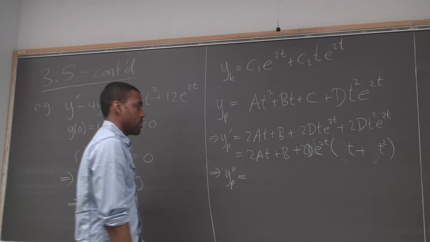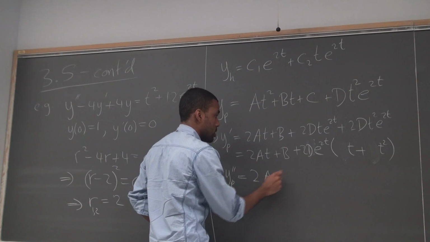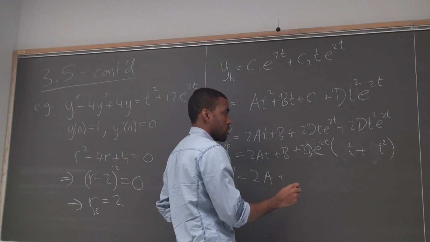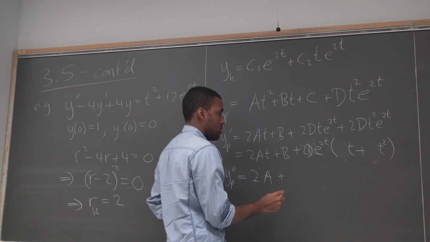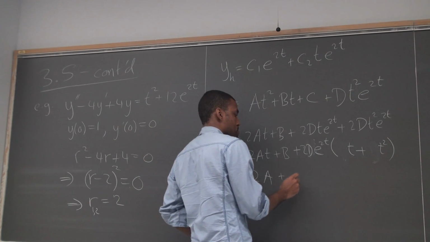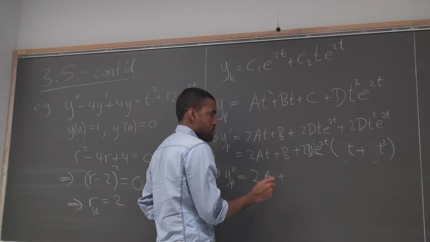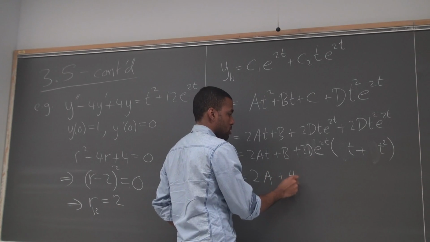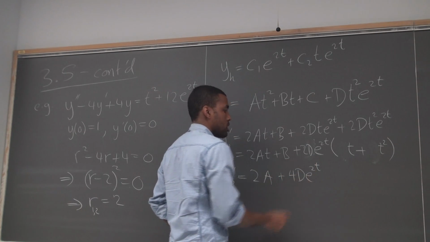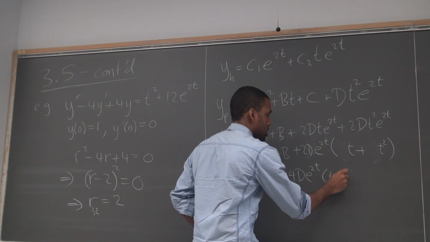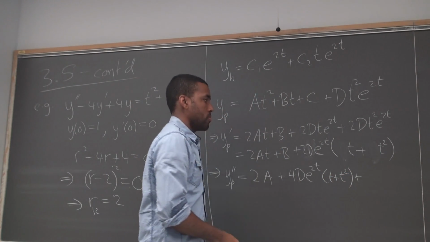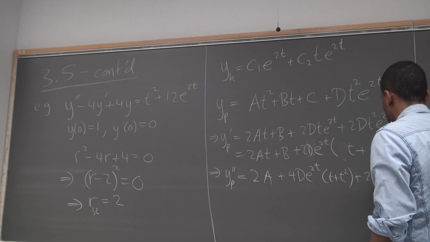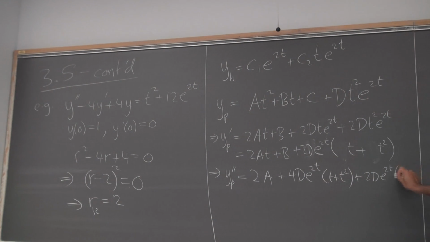What's the second derivative? 2a plus 2d e to the 2t times 2, 4d e to the 2t times t plus t squared, plus, now I leave this part, 2d e to the 2t, and I differentiate inside here, 1 plus 2t. Okay? So now plug into the ODE.